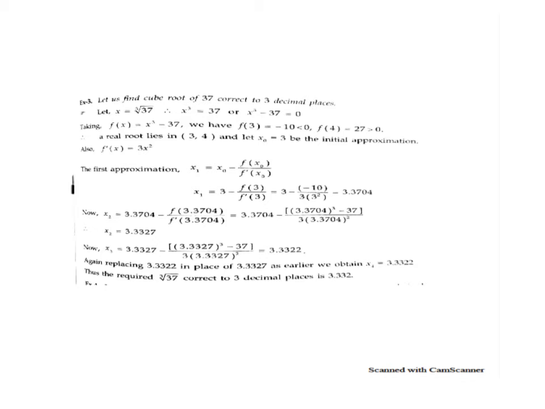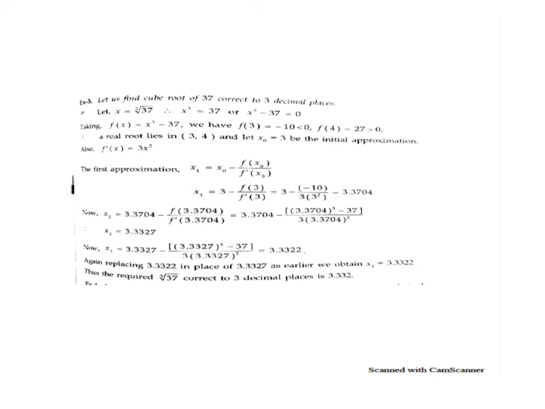Find the cube root of 37 correct to 3 decimal places. Therefore, let us consider x equals the cube root of 37. That is x cube equals 37, or x cube minus 37 equals 0, and let us consider this as f of x, that is f of x equals x cube minus 37. And now we have to locate our root for this example. So take the various values of x: x equals 0, x equals 1, 2, 3, and so on.